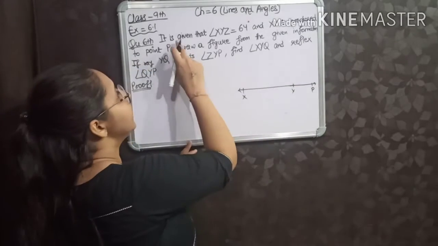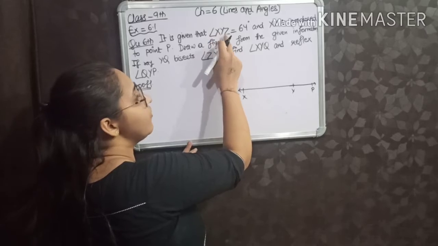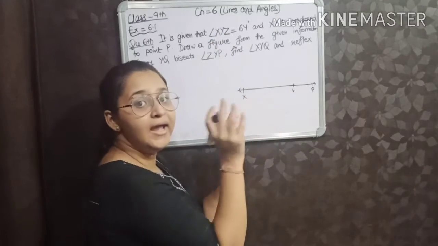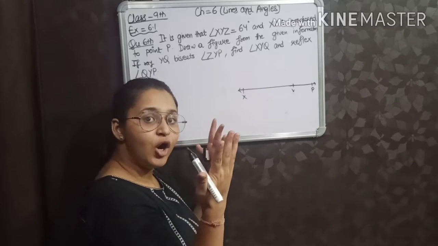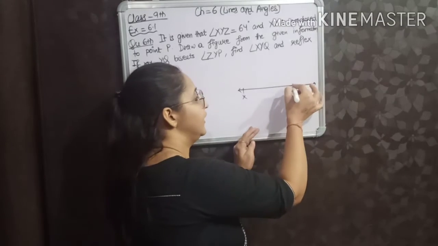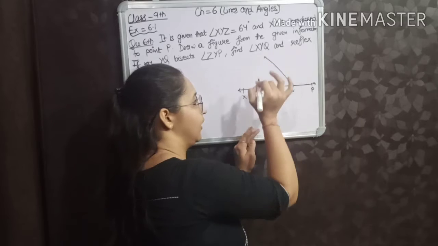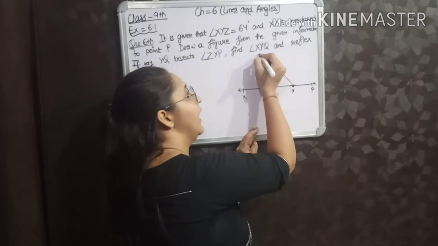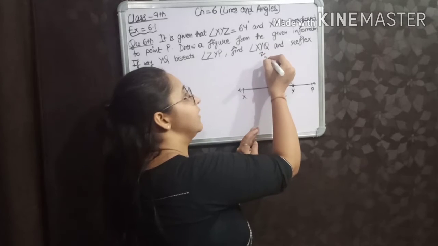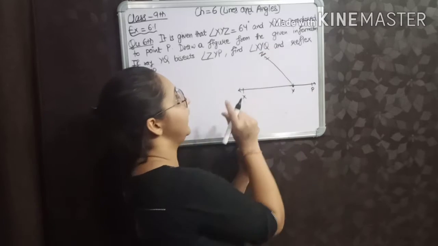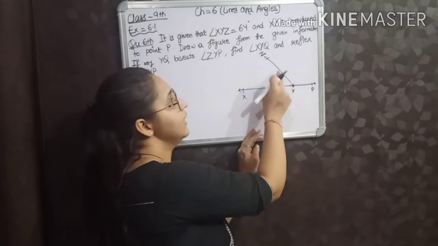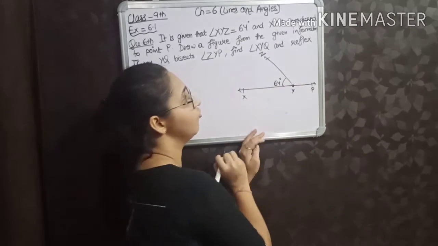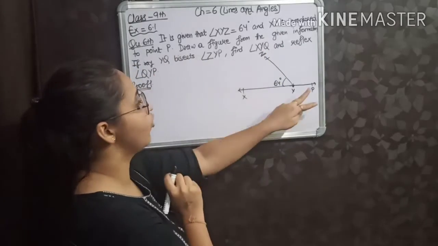Now, it is given that angle XYZ. When will an angle be formed? An angle will be formed when there is a ray and this will be the vertex. So X, Y and this will be Z. Okay. So angle XYZ is equal to 64 degree. We are done. XY is produced to a point P.